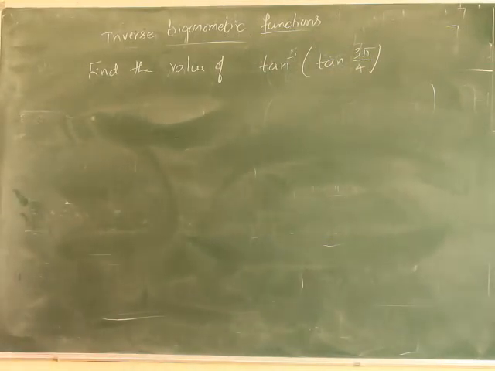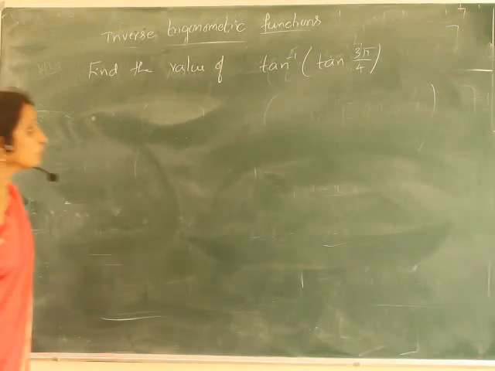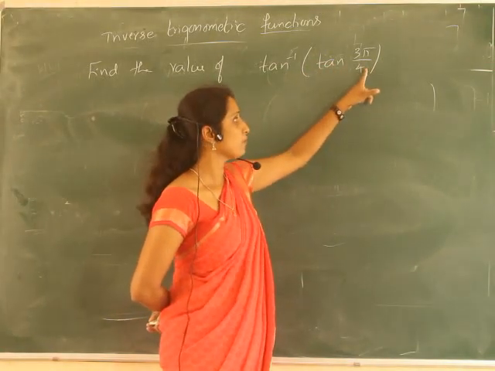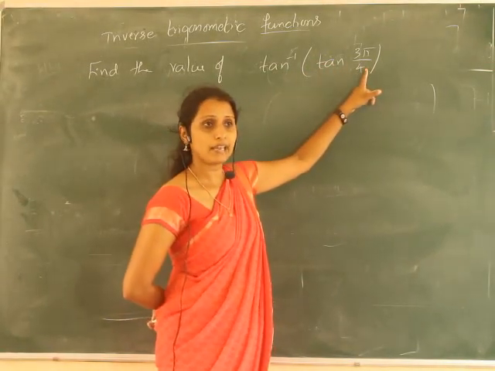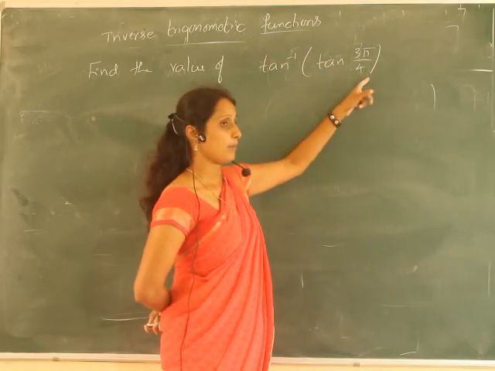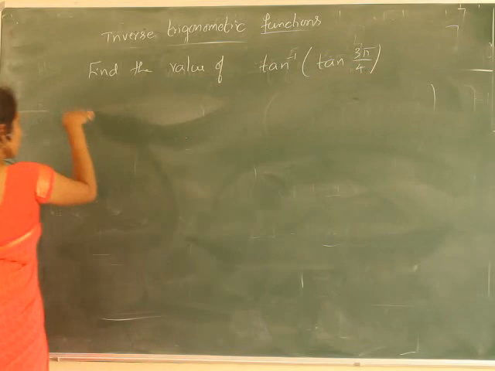What is the value of 3 pi by 4? That is 135 degree. So 135 degree is again in the second quadrant. But tan inverse of tan cannot be cancelled because 3 pi by 4 is in the second quadrant. So the range of tan inverse is again the first and fourth quadrant. So we cannot write it as 3 pi by 4. Again we have to simplify.